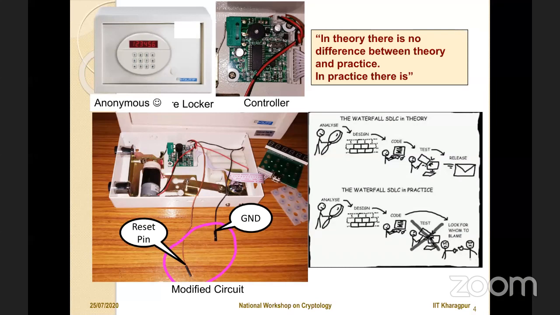So this is a very simple example to show what the designer intended and what an attacker can do. The attacker didn't really break the protocol or the technique which was implemented by the locker designer, but just found another way of bypassing the protection which the designer had implemented.